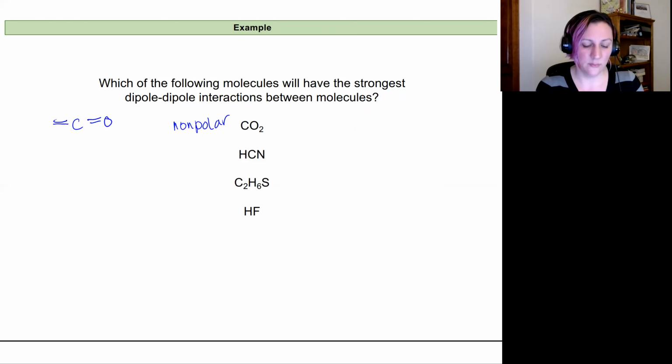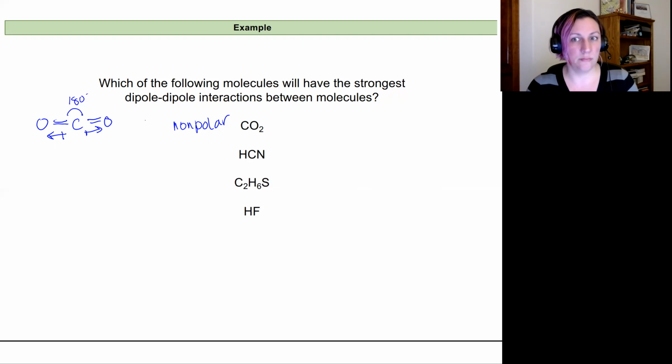So we get this structure right here that's linear with a 180-degree bond angle. These carbon-oxygen bonds are both polar. However, because they're pulling in opposite directions and they're 180 degrees apart, they cancel out and we have an overall nonpolar molecule right here. So it's going to have possibly no dipole-dipole interactions.